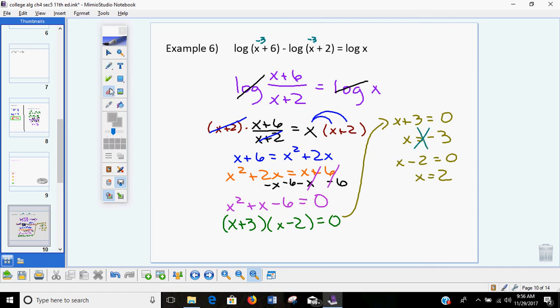Now if I go back and try 2, and I plug a 2 in here and do log of 8, that will work. If I plug a 2 in here and do log of 4, that will work. And of course, it's also going to work on the right-hand side. So in that case, the 2 does work, and that would be the solution to the problem. So you always have to remember to double check your answers before you're done.